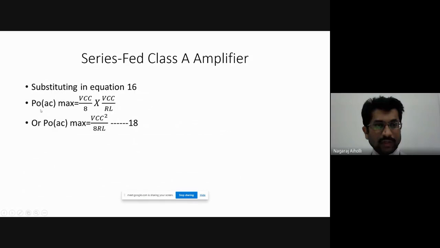Therefore, we'll get the equation P naught AC max as VCC square divided by 8 RL. Okay, let us number it as equation number 18. This is the maximum AC output power that we are getting from the series fed class A amplifier, that is VCC square divided by 8 RL.